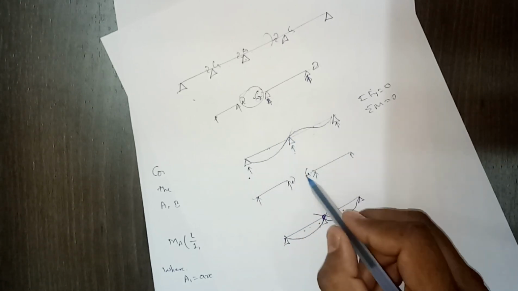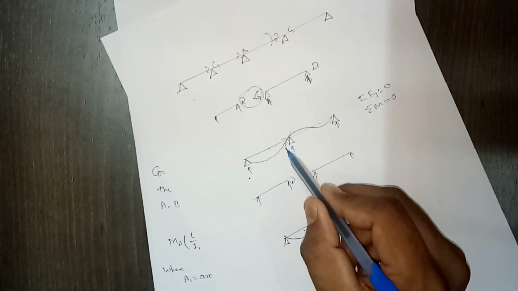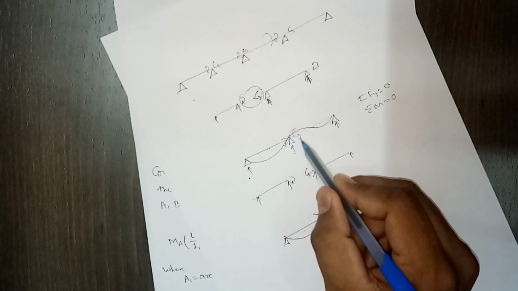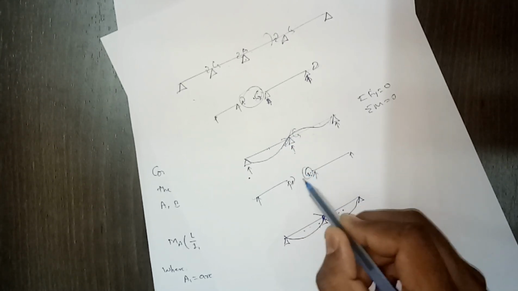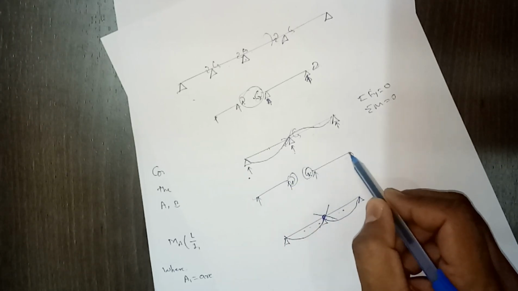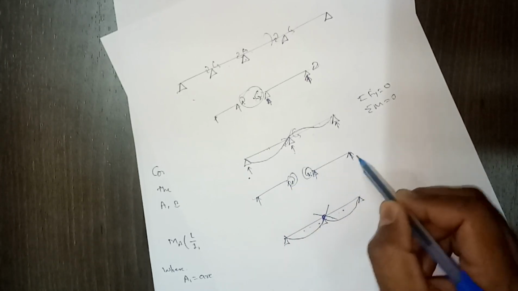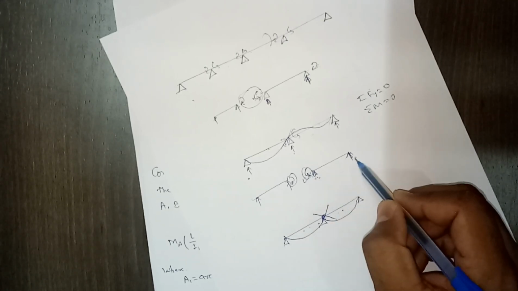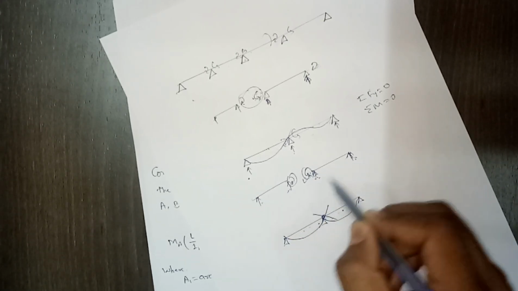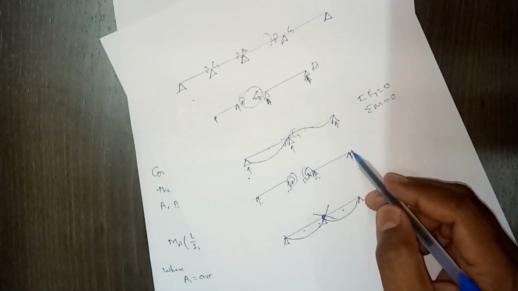Because of this continuity, whatever moment is developing here will get transferred to the other side. So these moments are shown here. If we can calculate this moment, then easily we can calculate this support reaction. If we know this, then easily we can calculate this two and then this two. So this is the basic idea about a continuous beam.